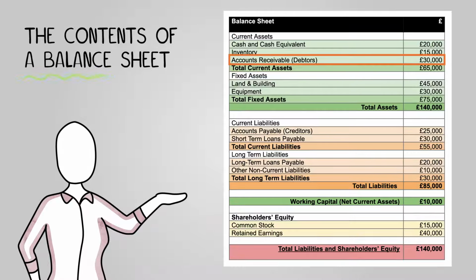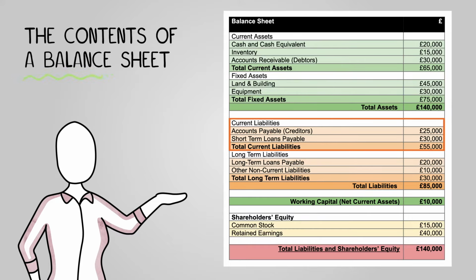Debtors, also known as accounts receivable. These are people or other businesses that owe you money and are included as a current asset. Fixed assets. These are assets that are purchased for long-term use for the production of its goods and services.